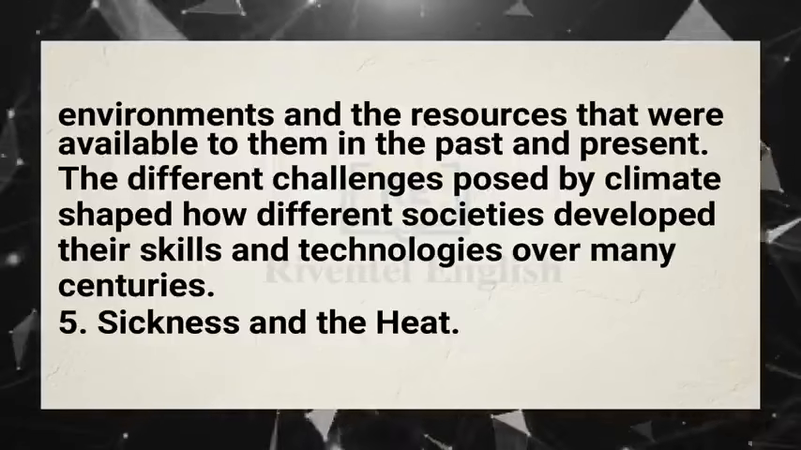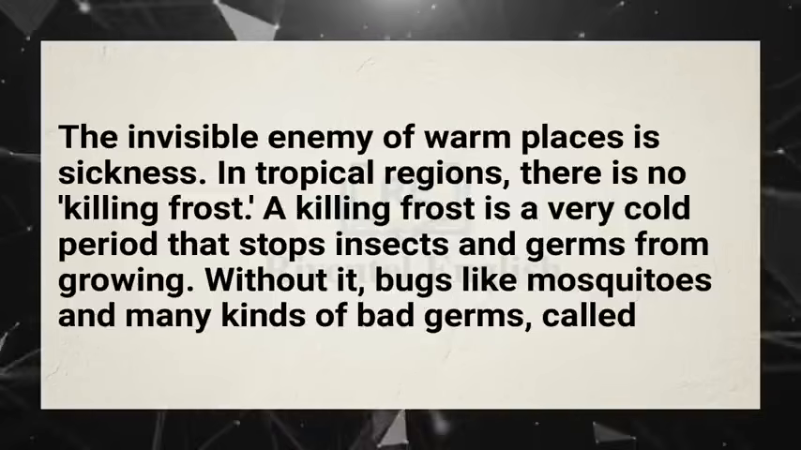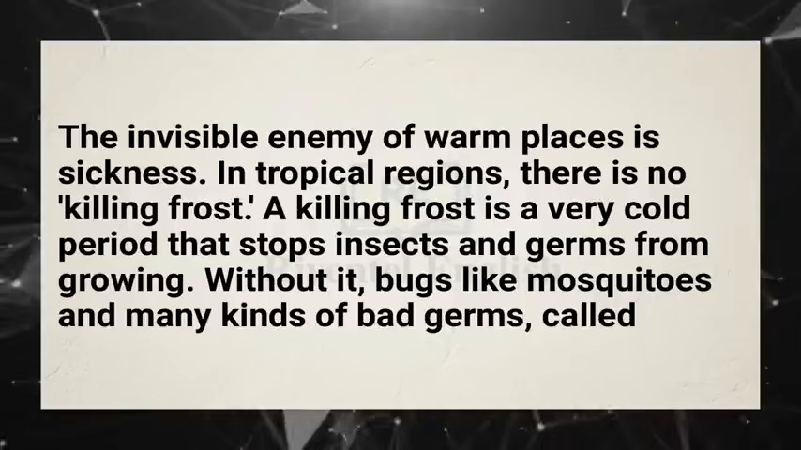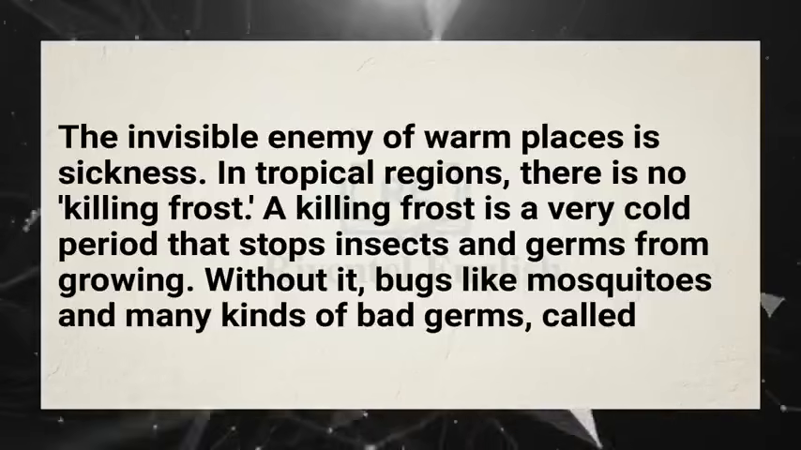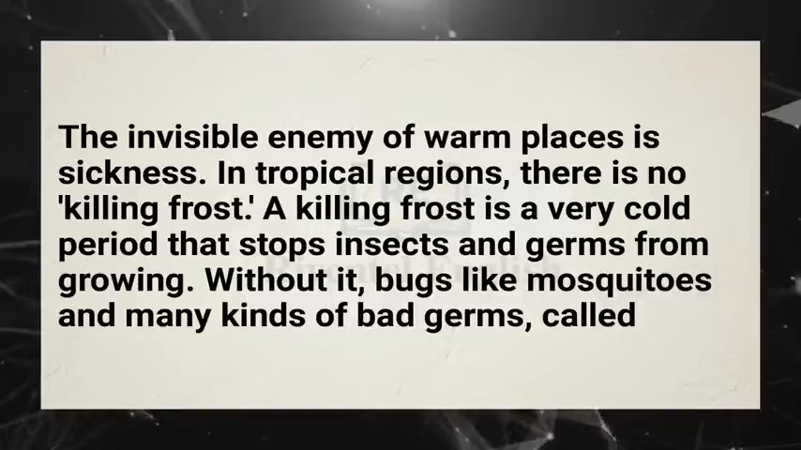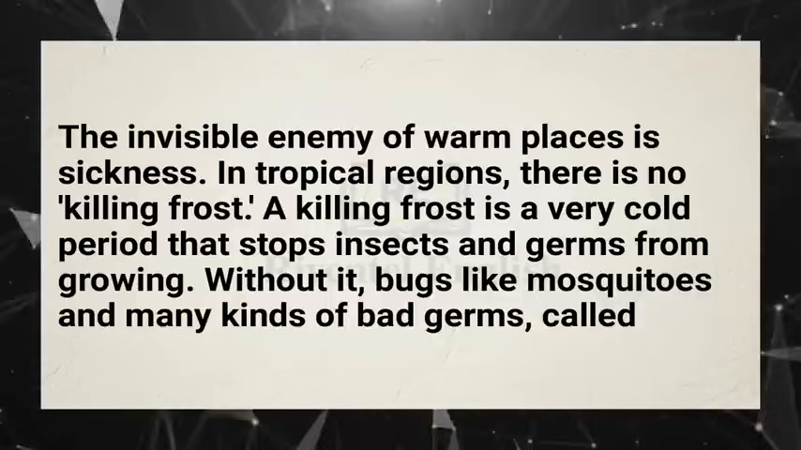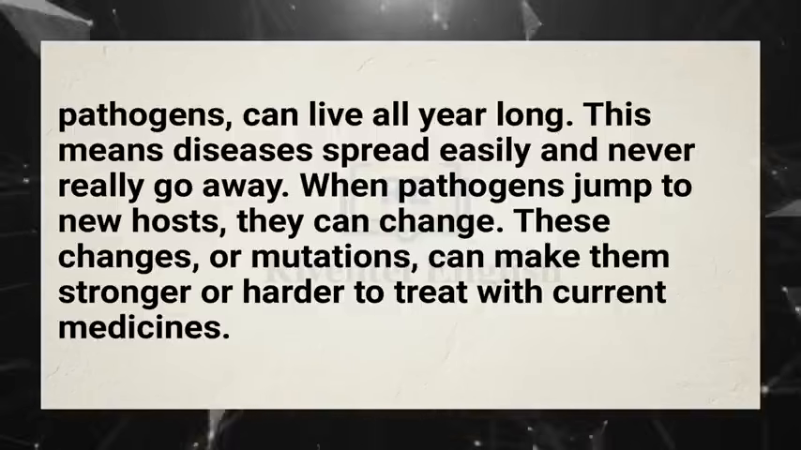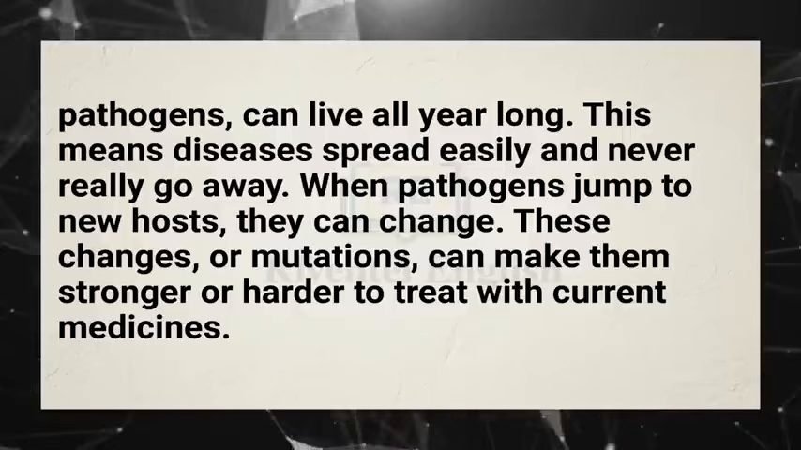Sickness and the heat. The invisible enemy of warm places is sickness. In tropical regions, there is no killing frost. A killing frost is a very cold period that stops insects and germs from growing. Without it, bugs like mosquitoes and many kinds of bad germs called pathogens can live all year long. This means diseases spread easily and never really go away.